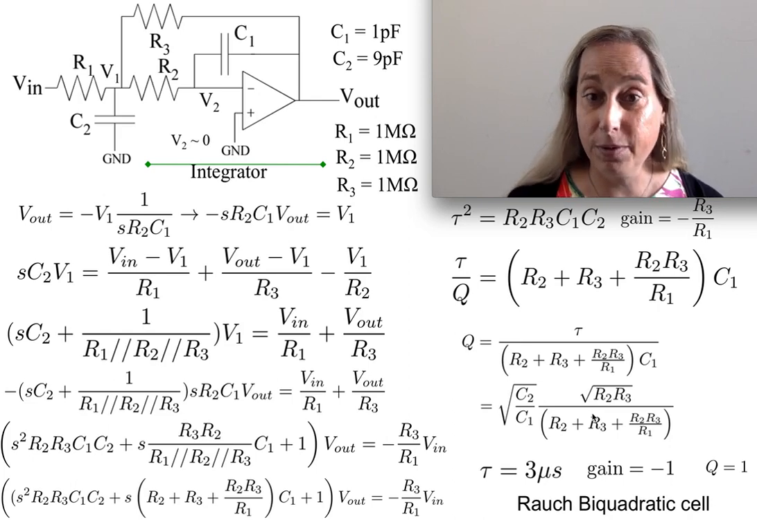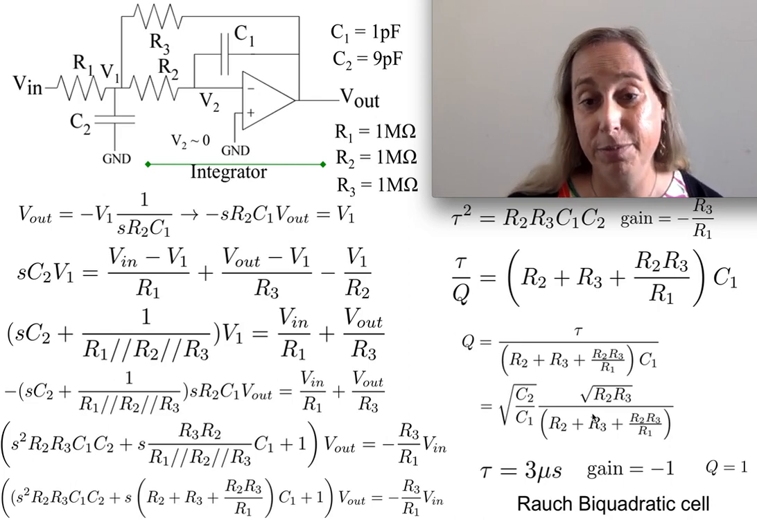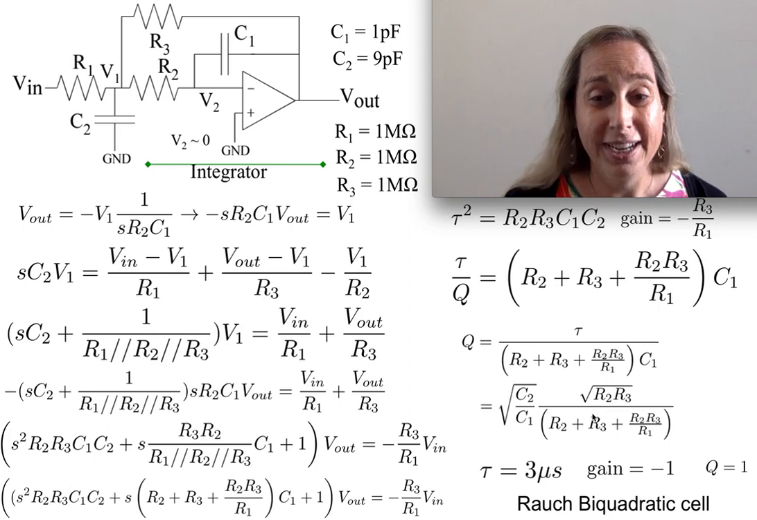You can see this in different ways, where the capacitors could be the messy part and the resistors could shift. There's a whole range of ideas, but it gives you one idea. This is a very classic cell known as a Rauch biquadratic cell, and it is a very interesting topology for how you can solve for this.